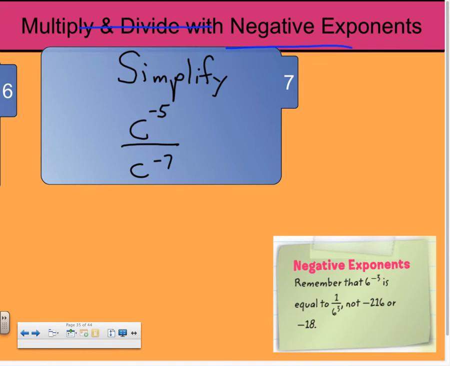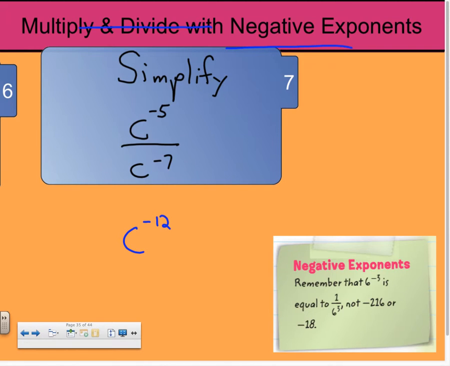Okay, Justin, what do you think? Okay, Justin says C to the -12th. Why do we disagree, Trey? Because you have to rewrite it to -5 minus -7.